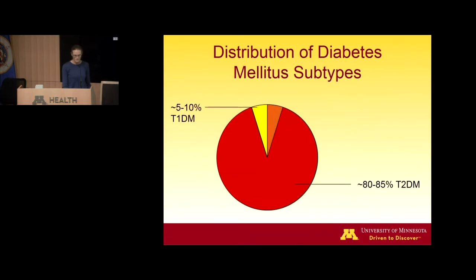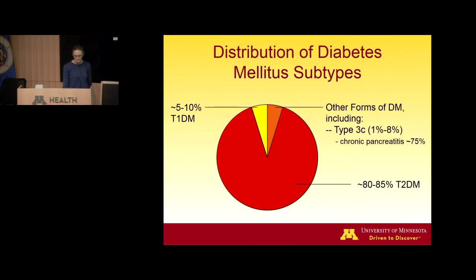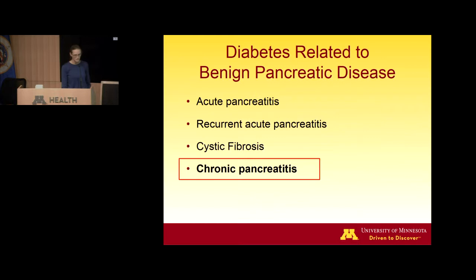If we just look at diabetes in the U.S., people think about type 1 and type 2 being far more common. But probably about 1 to 8% of the diabetes in the U.S. is type 3C or pancreatogenic. We don't know for sure, these are estimates. Most of that is chronic pancreatitis, some of that also being cystic fibrosis. I'm not going to talk much about acute or recurrent acute pancreatitis, although we know now that there is some injury in those conditions and some people do go on to develop diabetes. But most classically, this is associated with chronic pancreatitis, so that's what I'll focus on.